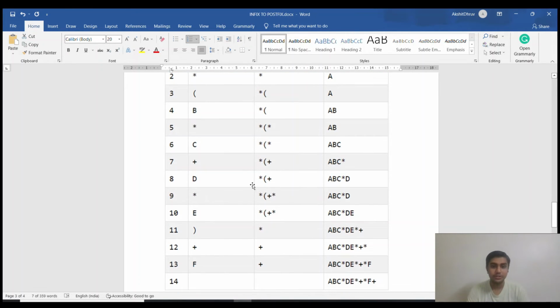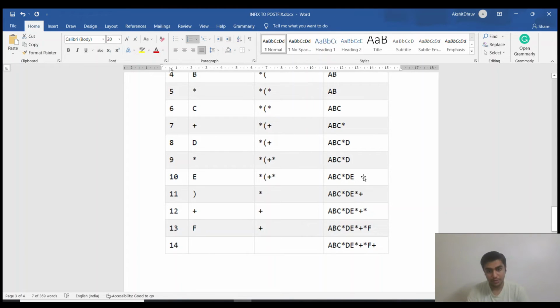Now the multiplication comes, it will stand in front, yes it is allowed. Why? Higher precedence is allowed to stand in front of plus, so it will be pushed. If E comes, it will be pasted over here.